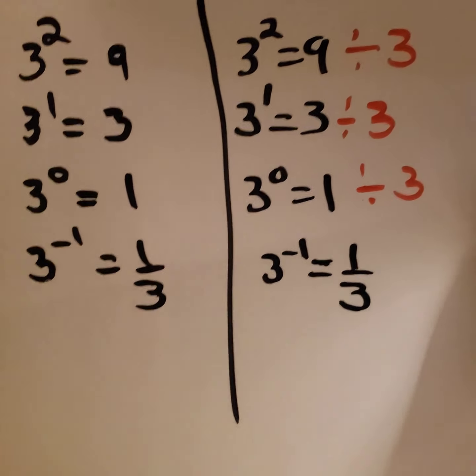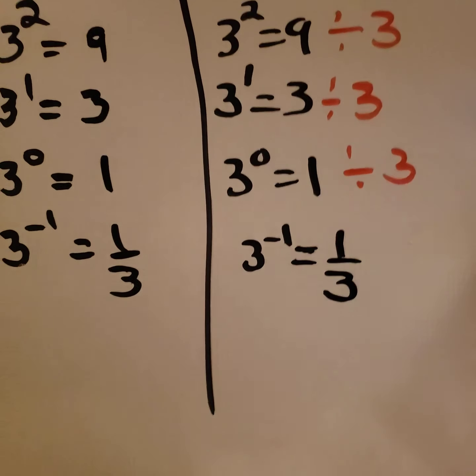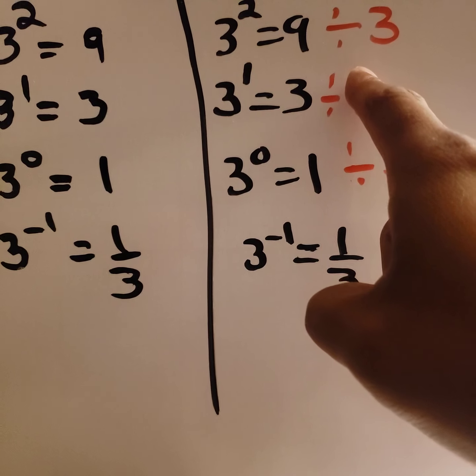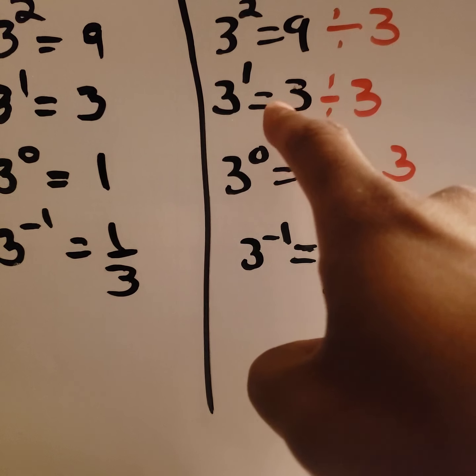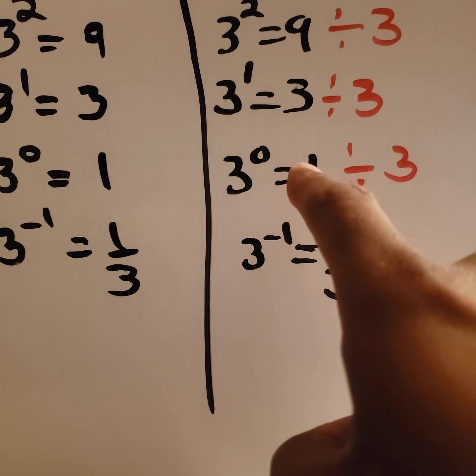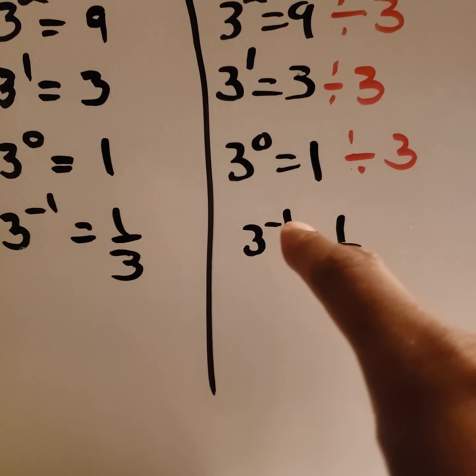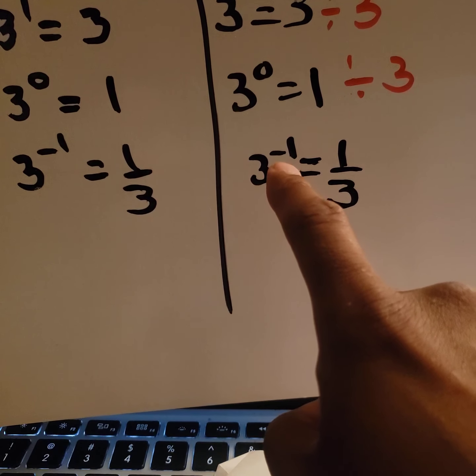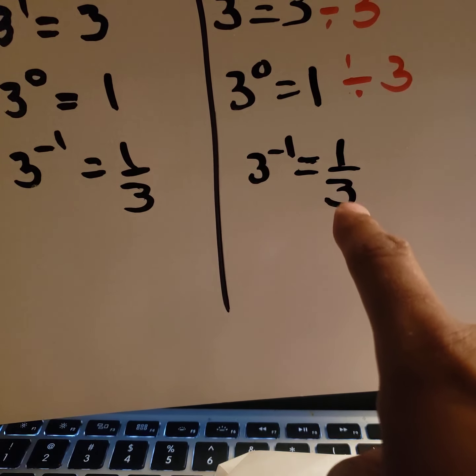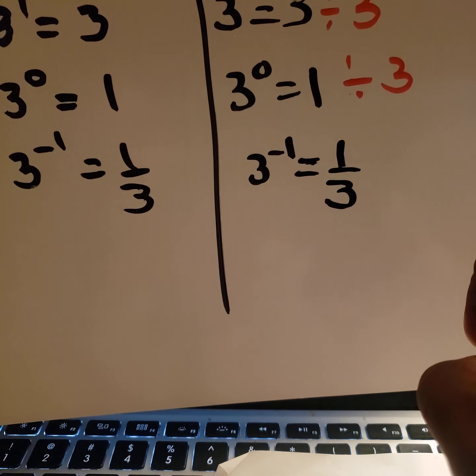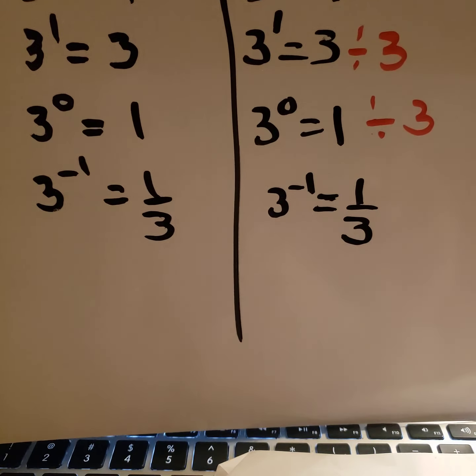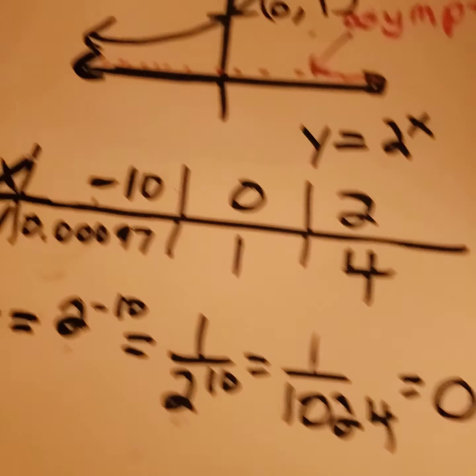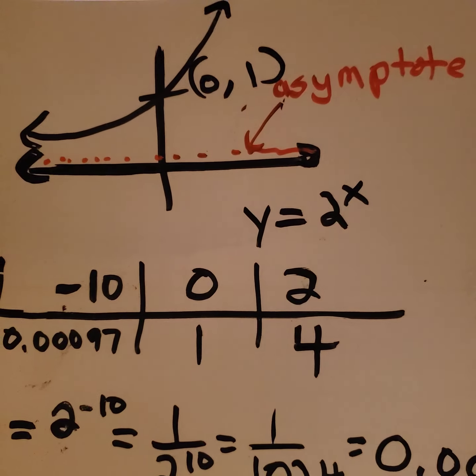Let's look at the same numbers, but I'm dividing by the base each time. 9 divided by 3 gives you 3, 3 divided by 3 gives you 1, and 1 divided by 3 gives you 1/3. If you look at the negative, remember anything to a negative power goes on the bottom, so it's 1/3. So we've dealt with these exponents before. Okay, so next one. You can take notes and pause the video if you want.